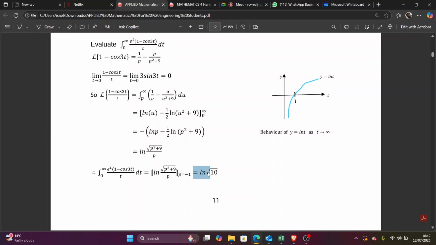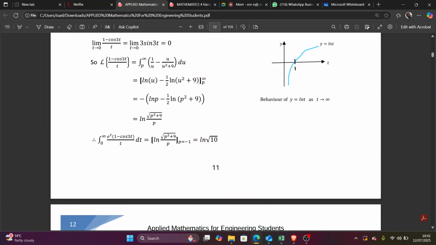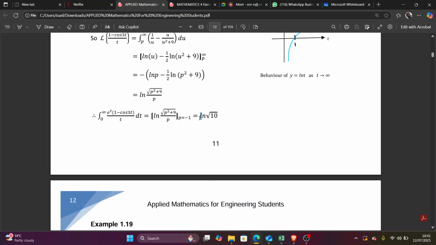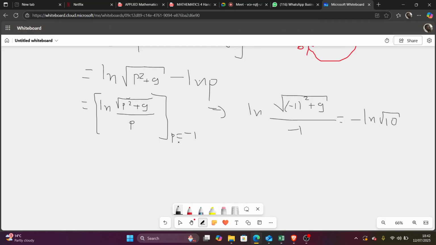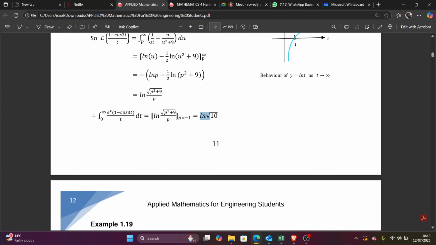This answer here should have minus. This is not right. Is it not right? When you substitute p by minus 1, you have minus 1, so you have root 10. Yeah, this one is right.